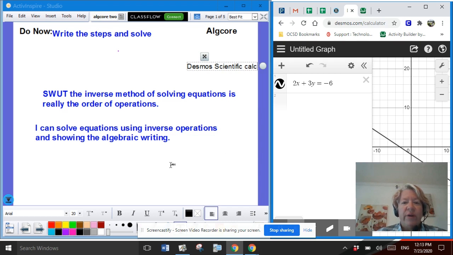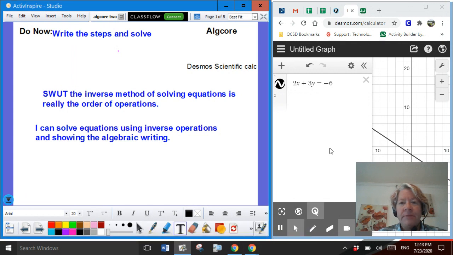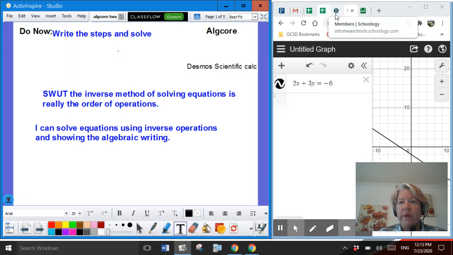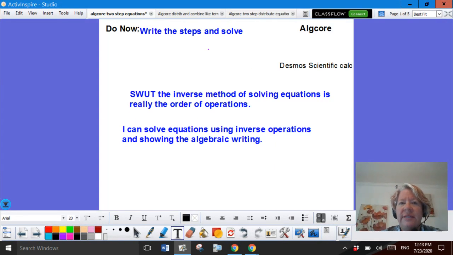All right, so today we're going to move forward with solving equations. So you probably are going to want to have open your Desmos Scientific Calculator because we are going to be doing some multiplication, division, addition, subtraction, and some of it you may not want to do in your head. So go ahead and get that open. I'm going to go ahead and enlarge this.